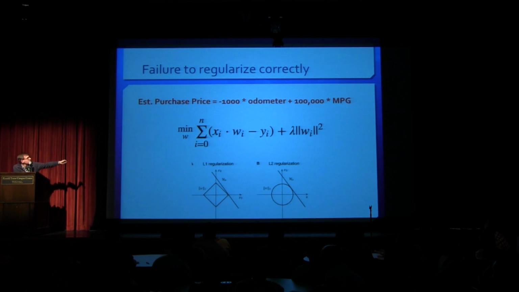Here's an example of something extreme. Maybe the estimated purchase price, you develop a model that seems really good. It says it's minus $1,000 for every mile on the odometer, plus 100,000 times the miles per gallon of the gas. And while that might work out coincidentally in a very fine band, it's obviously nonsense. No single mile on the odometer could be that sensitive to the purchase price. So you want to penalize for how extreme those weights are.